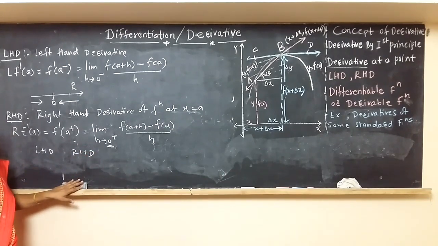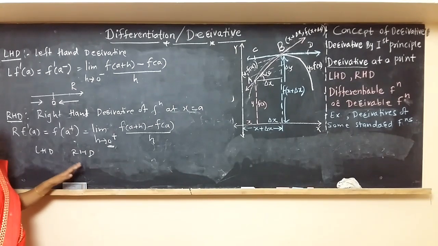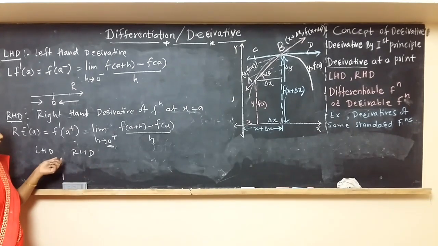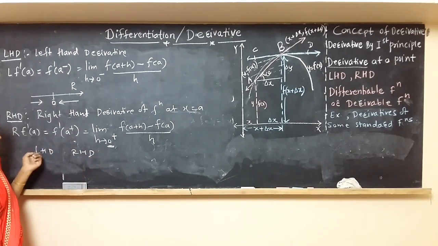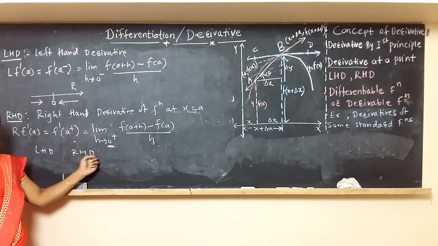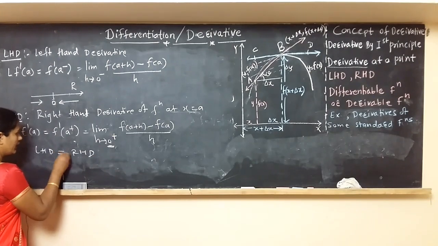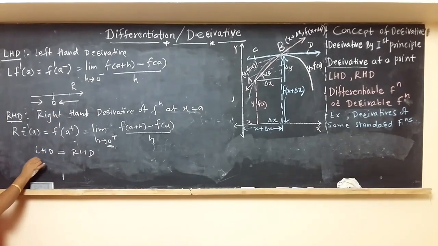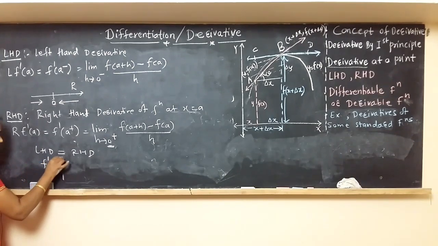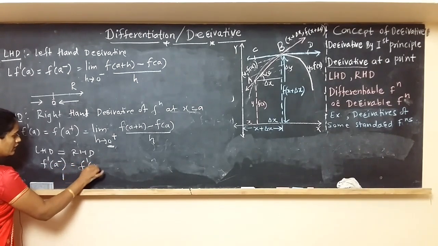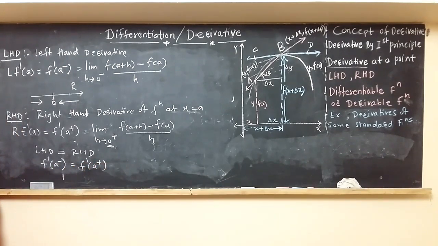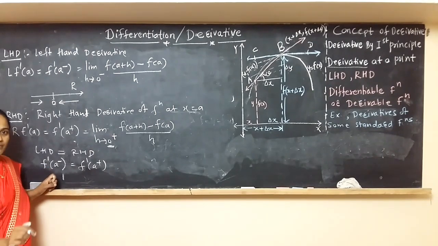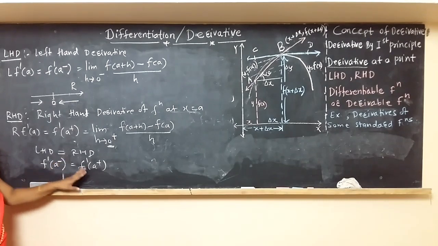Limit of all functions exists or not exist. We have seen detail in limit or in continuity. So left hand derivative and right hand derivative, if both are equal, their values are equal, then we say that the function is differentiable. That means if the values of f dash of a minus and f dash of a plus both are equal, then the function is differentiable or derivable. The derivative of the function exists.